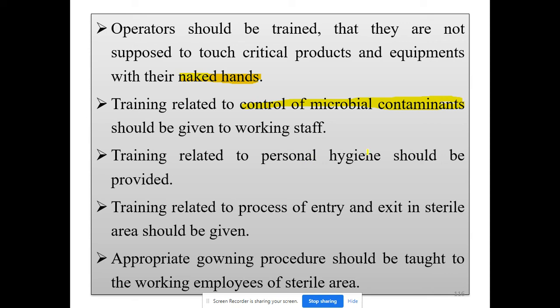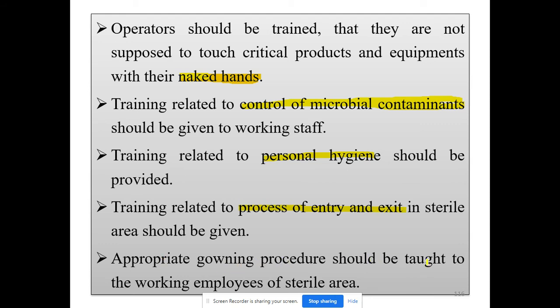Training related to personal hygiene should be provided. Next point, training related to the process of entry and exit in the sterile area should be given.